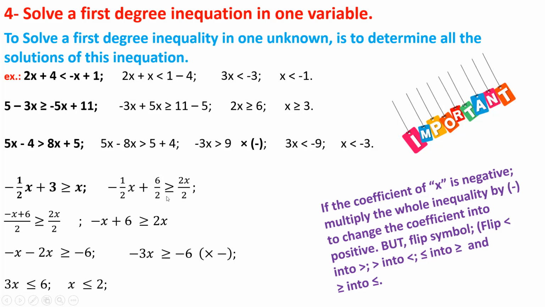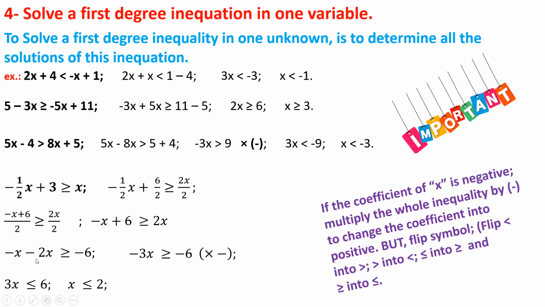Now, as you can see in this inequality, on the first side I have denominator 2. On the second side, I have denominator 2. So I write minus 1x plus 6 over 2 greater than or equal to x over 2. Since I have the same denominators on both sides, I can cancel them. So I simply write minus x plus 6 greater than or equal to x.